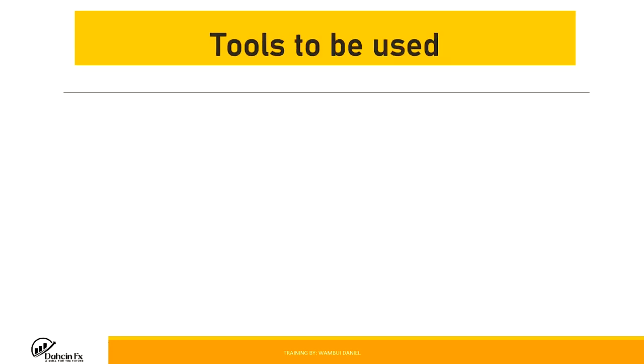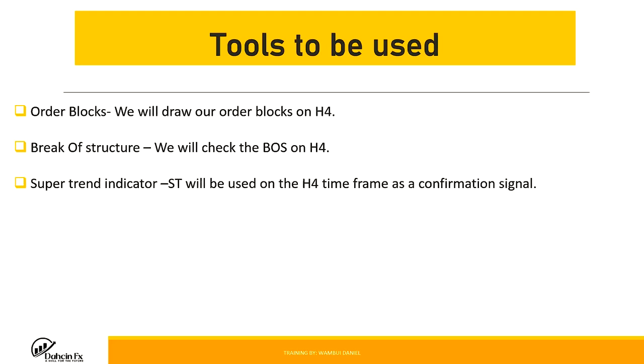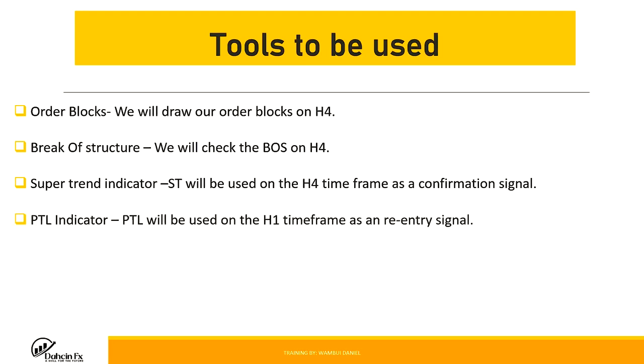So the tools to be used: we're going to use order blocks, which we will draw on H4. We are going to use the break of structure, and we are going to check the break of structure on H4 as well. We're going to use the super trend indicator, on H4 only, as a confirmation signal. Then you're going to use the PTL indicator, which is our re-entry signal, on H1.